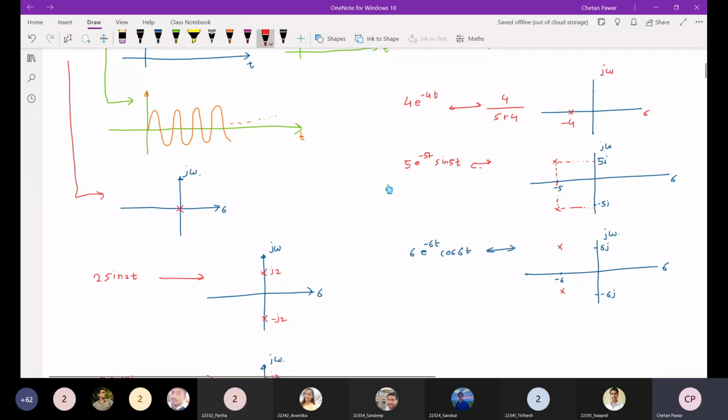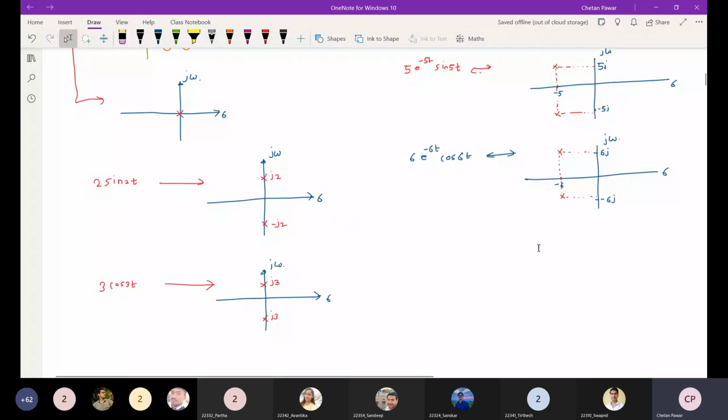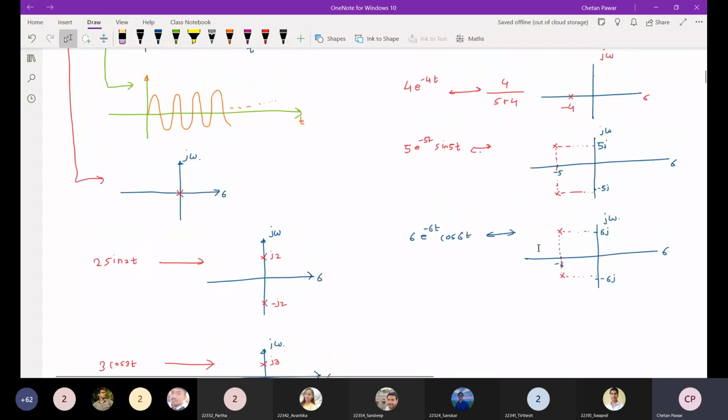Now you tell me what conclusion you can draw here. If you see the pole location of the transient terms and the pole location of the steady state terms, these three are the transient terms, right? And these three are the steady state terms. So what observation can you make here?